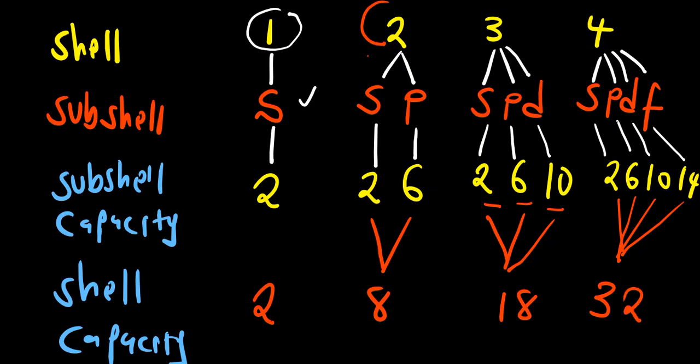Okay, so you must understand that the maximum number of electrons a subshell can hold is 2 for an S. The maximum a P can hold is 6. The maximum a D can hold is 10. The maximum an F can hold is 14. Now the maximum number of electrons the first shell can hold is 2. The second one is 8. The third one is 18, and the fourth one is 32. Okay, let's talk about these shells one by one.